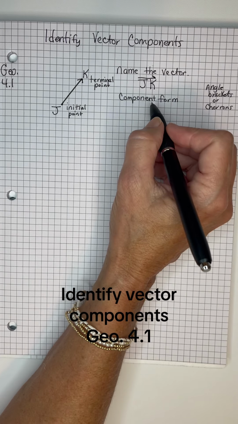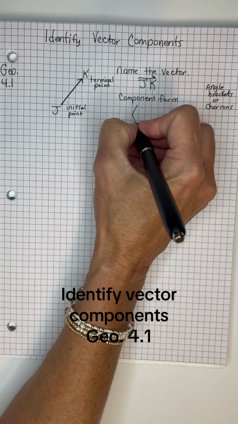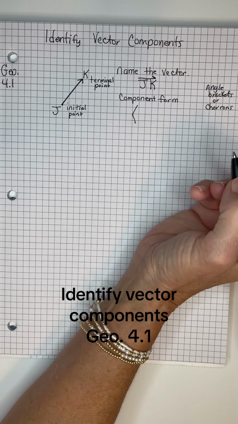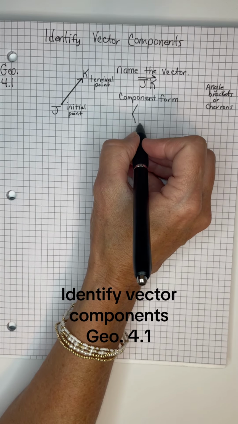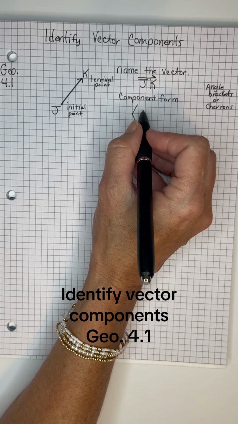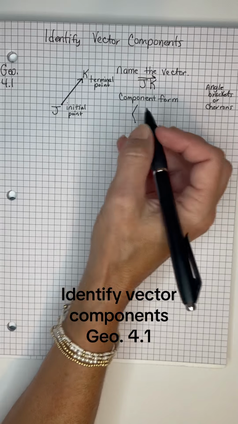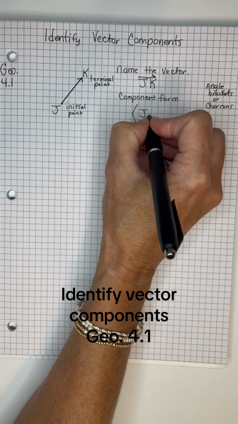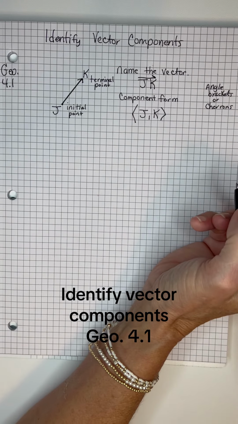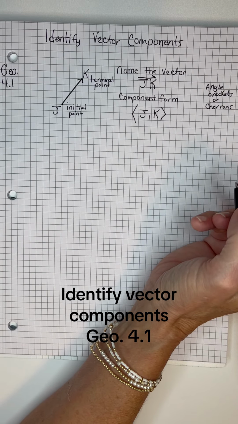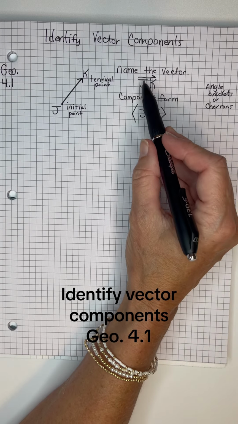Now, when I want to make this in component form, instead of parentheses, we're going to use the angle bracket, or you sometimes call them chevrons. It's not a parenthesis, but they're written in XY form, the way ordered pairs would be. So the J is written first with a comma, and then the K, and then that angle bracket again. So you can actually measure that, but this is the component form of vector JK.